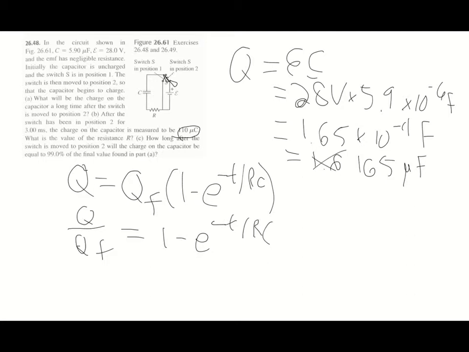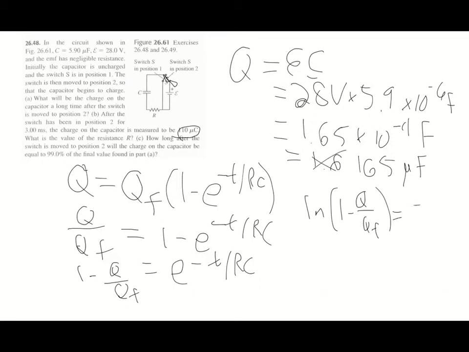I'm going to subtract 1 from both sides, and multiply by negative 1. So I'm going to have E to the negative T over RC equals 1 minus Q over the final charge. Then I'm going to take the ln of both sides. So the natural log of that big expression, 1 minus Q over QF, is going to equal negative T over RC. I'm going to swap the big expression on the left with RC. So then I'm going to have RC equals negative T over the ln of all that stuff.